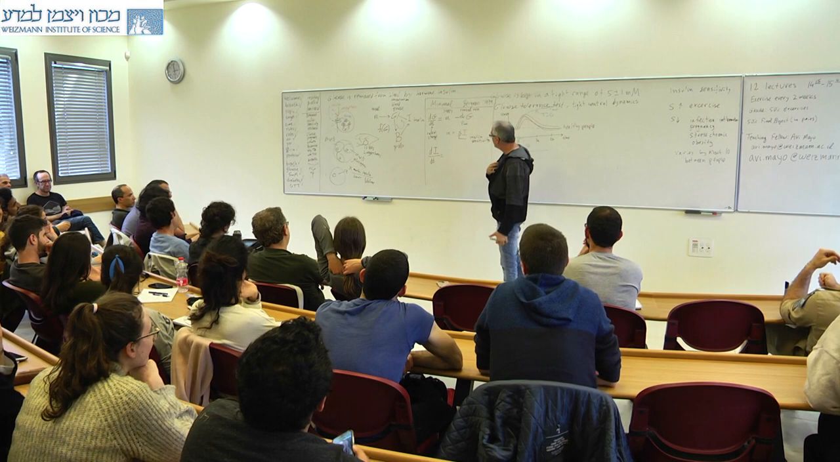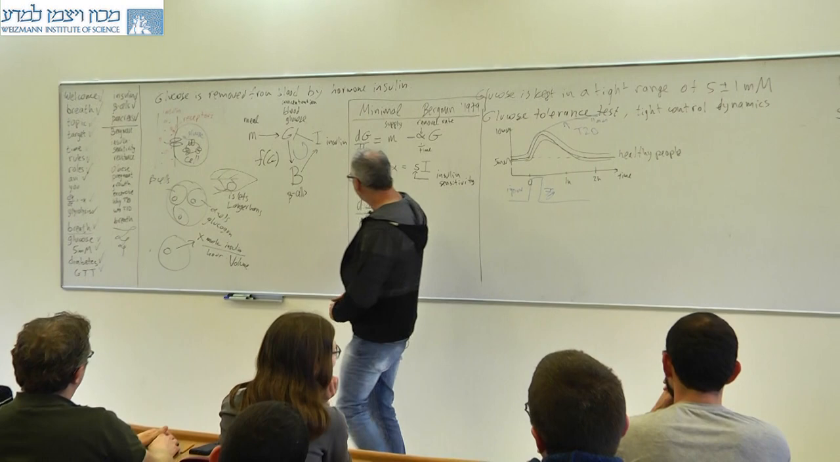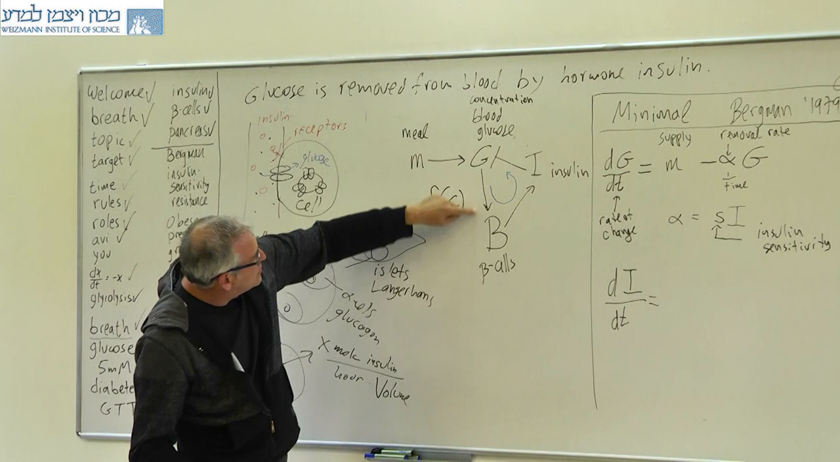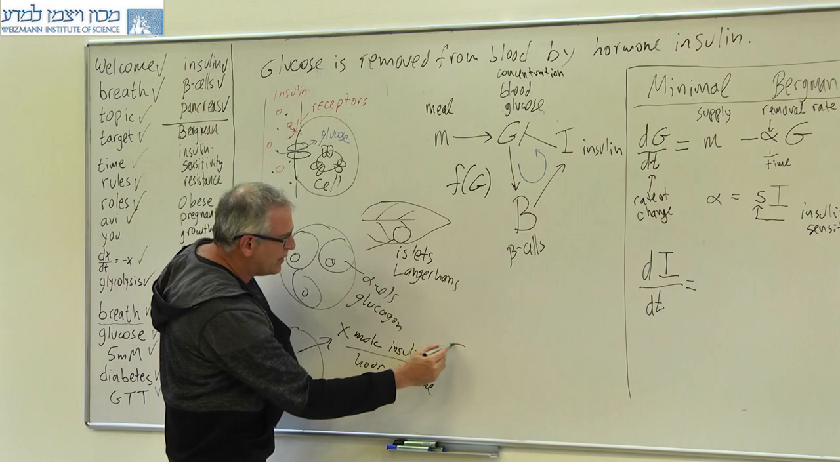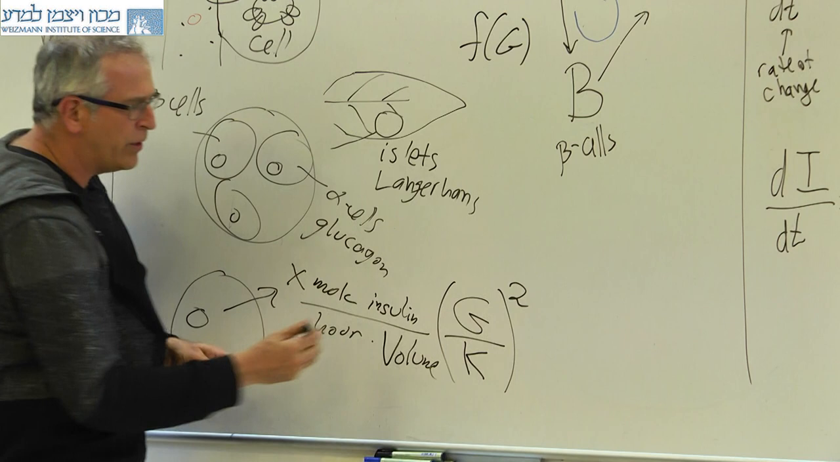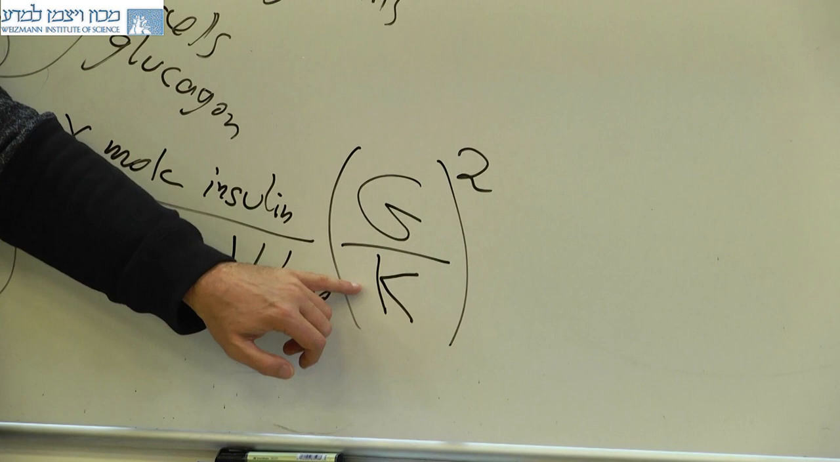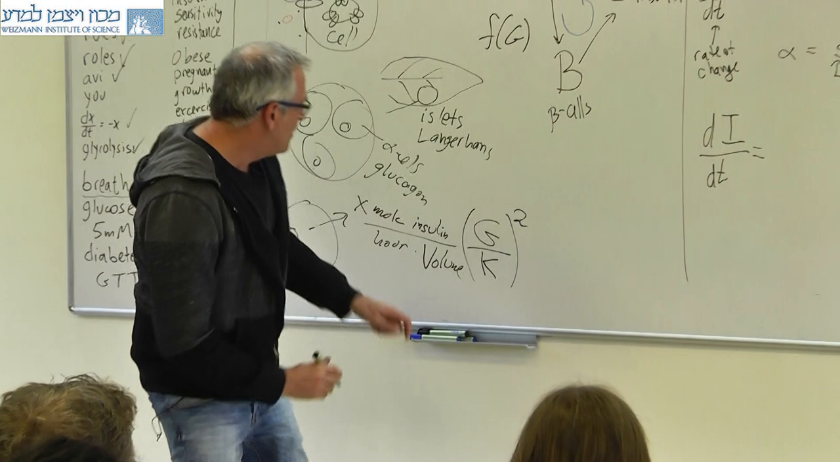Okay, so what's this equation here? We said that there's this function where, as glucose increases, the beta cells do glycolysis, they measure glucose. So this function, as I said, to some approximation, is something like this. It goes like glucose squared, and in order to get units right, there's a halfway point, like a unit of concentration where this becomes effective. It's not really important for us right now, but all this number, x divided by volume, divided by k squared, we're going to call this q.